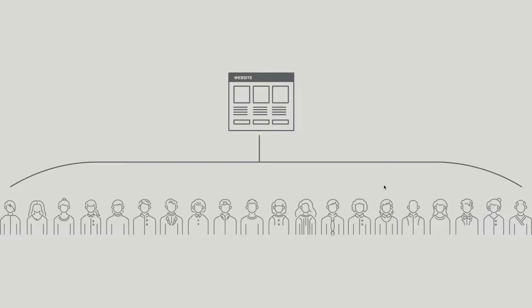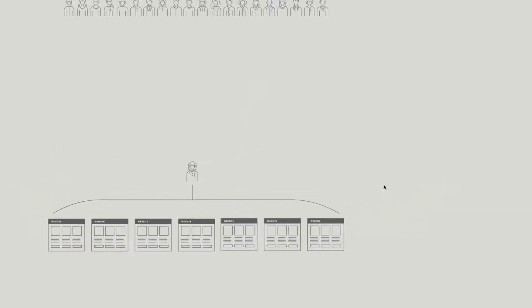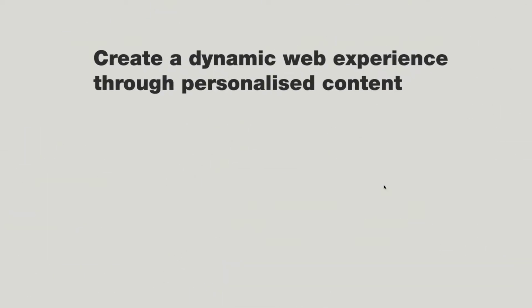At the moment we have the notion of a single website serving thousands and thousands of users. What we really want to do is turn that on its head and have lots of flavors of that website serving an individual user based upon what we know about them or what we can get from data about them. So we want to really use this data that we're not using right now.